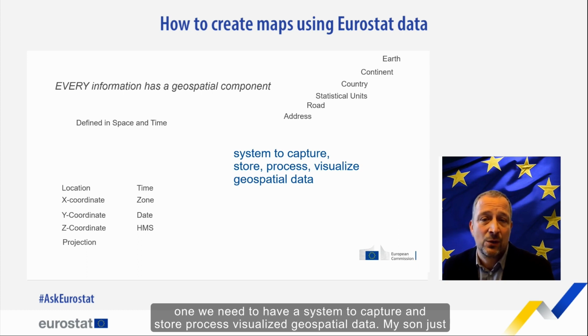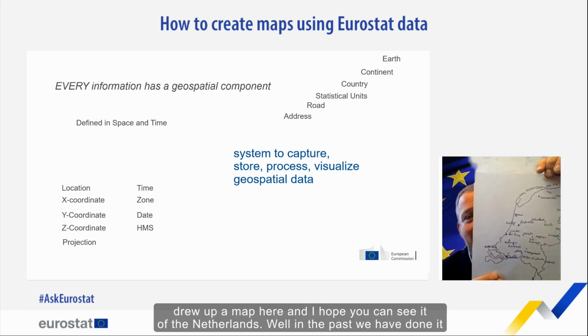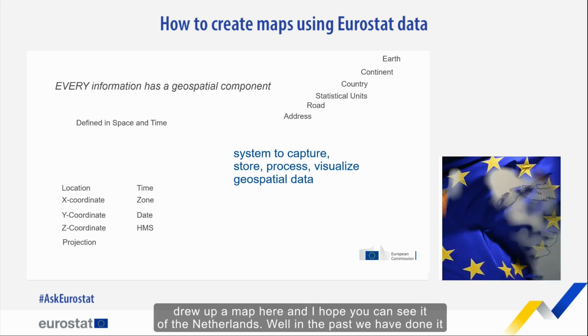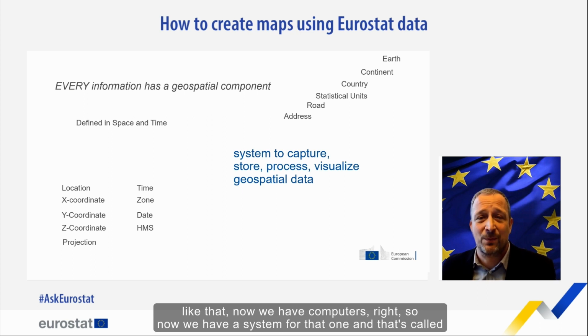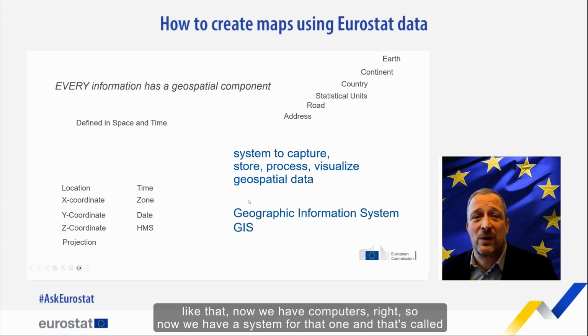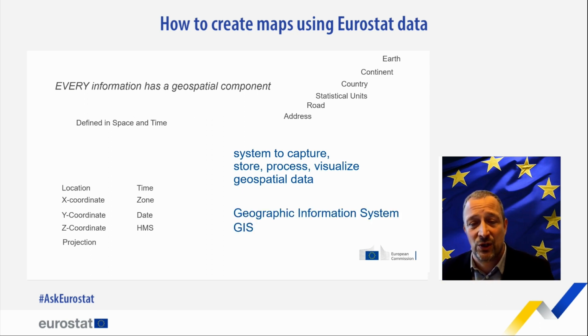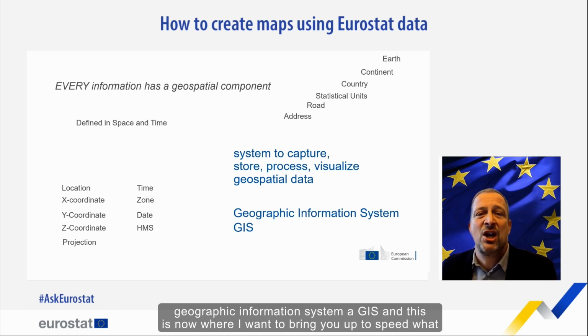So if we want to work on that, we need to have a system to capture, store, process, and visualize geospatial data. My son just drew up a map here, and I hope you can see it, of the Netherlands. Well, in the past, we have done it like that. Now we have computers, right? So now we have a system for that, and that's called a Geographic Information System, a GIS.